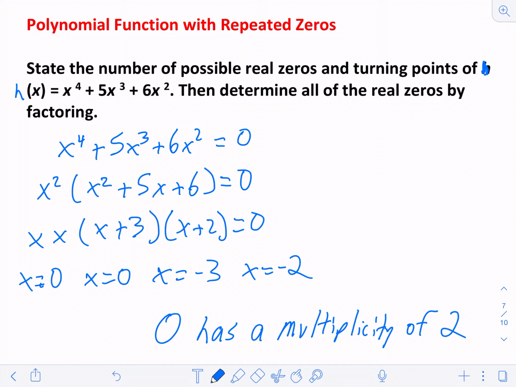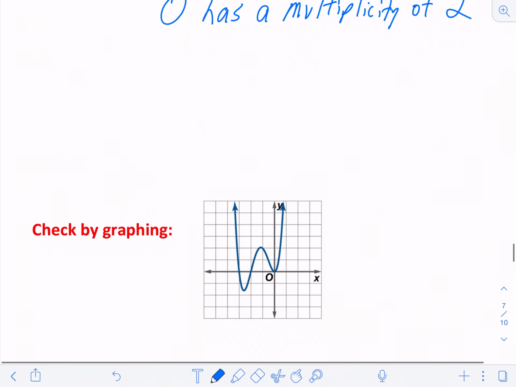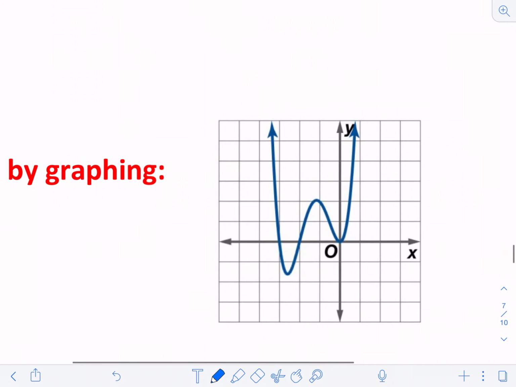What does that mean for our graph? Well, if you were to plug this into the graphing calculator, you'll notice something a little bit different about this graph. I still have a point at negative 2 and a point at negative 3. But then what's happening at 0? It doesn't actually cross the x-axis. It just kind of touches the x-axis and comes back up. So when a function has a multiplicity that's not just 1, that could change the type of zeros it has, or what happens to the graph when it encounters that zero. And that's what we're going to talk about next.